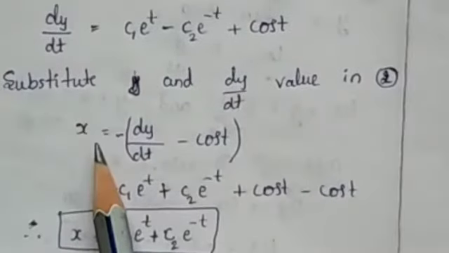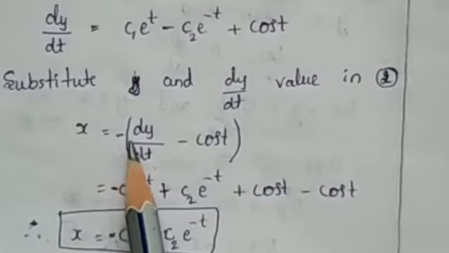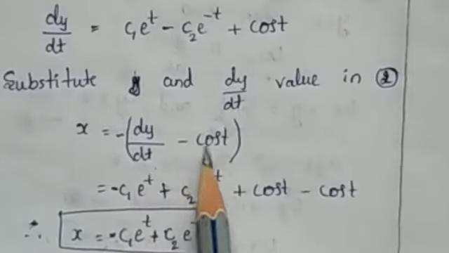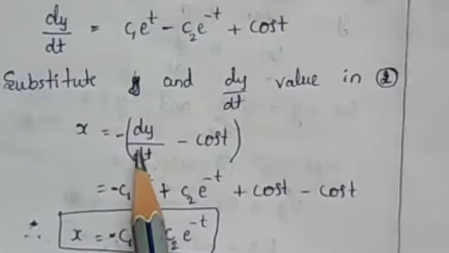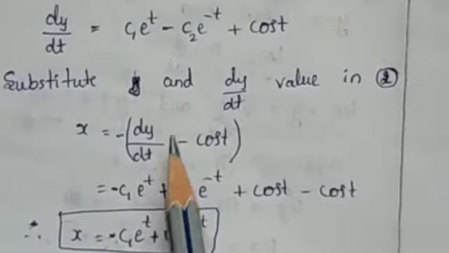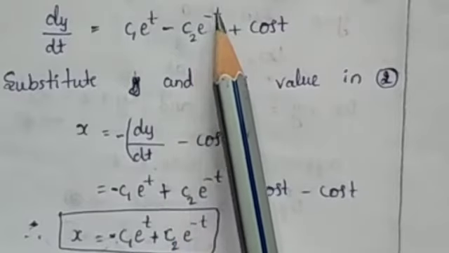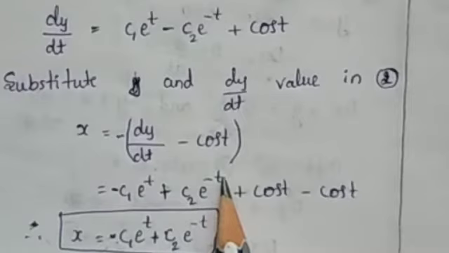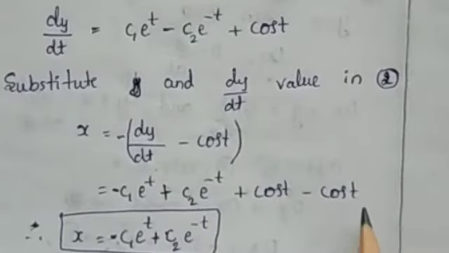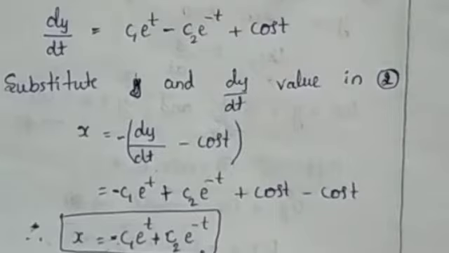So equation 2 gives x which is equal to minus of dy by dt minus cos t. Dy by dt is c1 e power t minus c2 e power minus t. Minus into minus you get plus c2 e power minus t, plus cos t minus cos t. Then you get the x value.